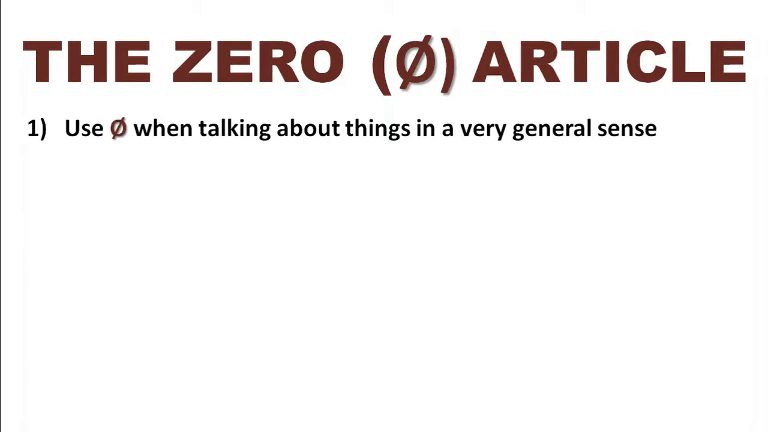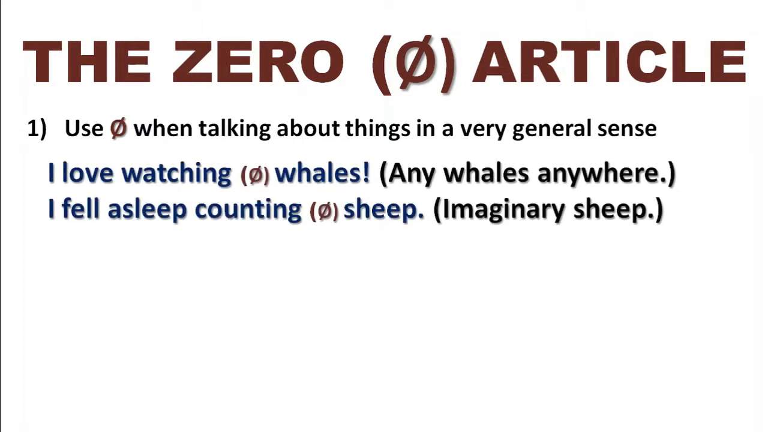The first rule is we use no article when talking about things in a very general sense. So for example, we might say, I love watching whales. There's no article in there because we're talking about any whales anywhere. We're not talking about the whale over there. We're not talking about the whales that we might see off the coast here. We're talking about whales in general, whales worldwide. So we don't use an article.